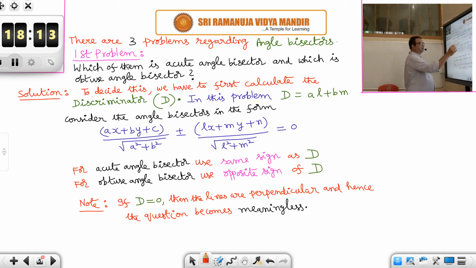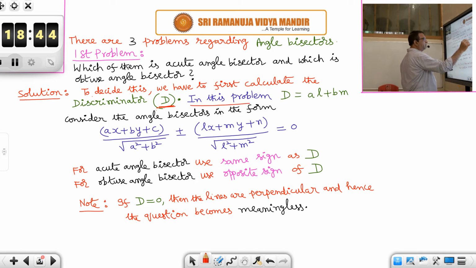Discriminator, indicated by capital D. See, there are 3 problems I said, is it not? In every problem there will be a separate discriminator D. In the first it is indicated by the symbol capital D. So that will decide. The discriminator will decide which sign is to be used for what. Okay. So to decide this, we have to first calculate the discriminator D.